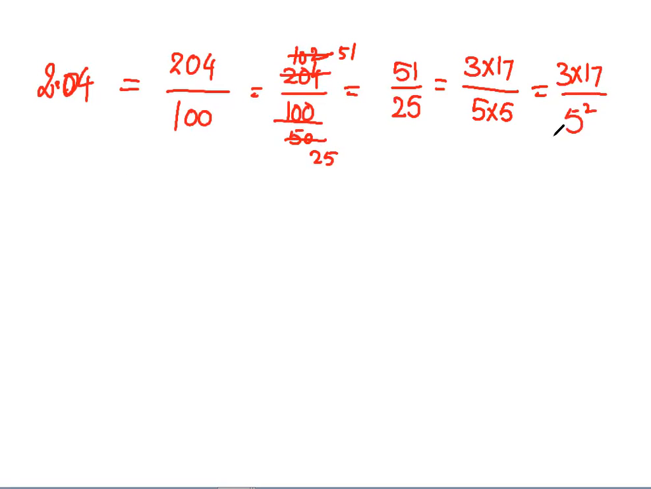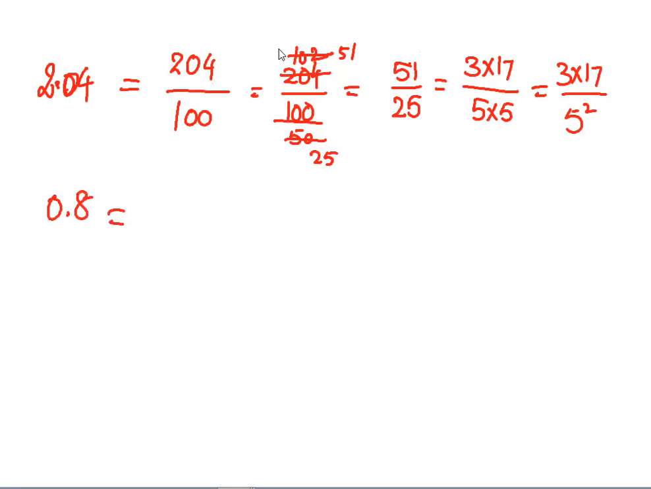This is the p by q form of 2.04. Moreover, these two numbers are co-primes. We have to reduce the fraction until we get co-primes. Co-primes means here only 1 is the factor of both numbers. Now let us take one more example, 0.8.